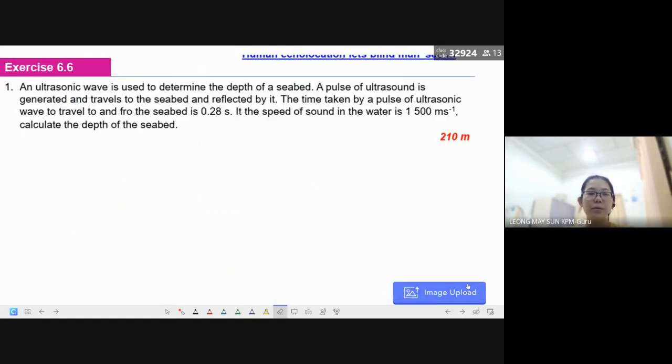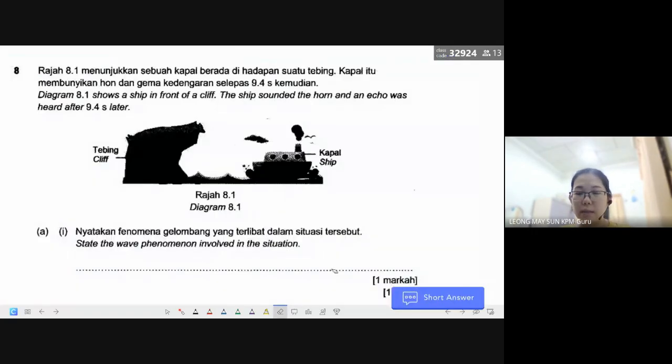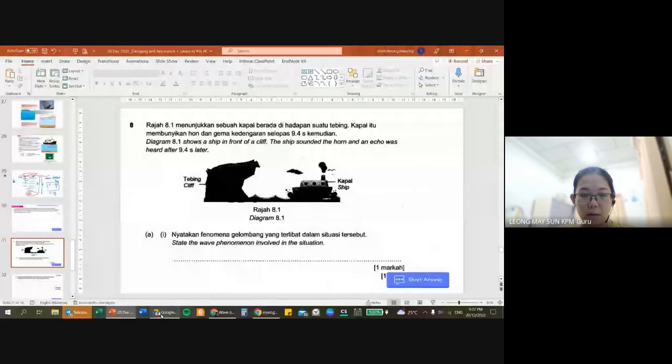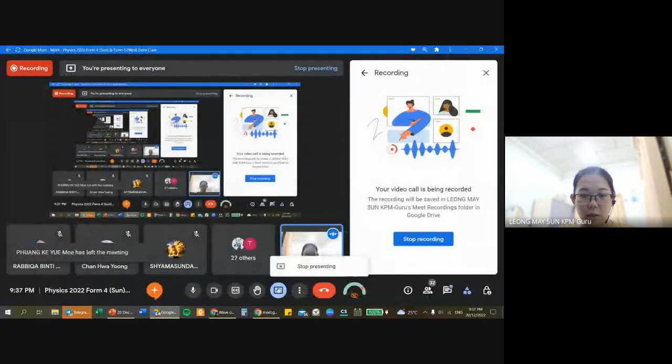So what I want you guys to do is to try this question first using the formula that I just gave. All right. Then also try this question. Then we will discuss it in the next lesson, if that's okay with all of you. Let me unshare. Okay, so I hope that I actually covered that slide in terms of reflection of wave.